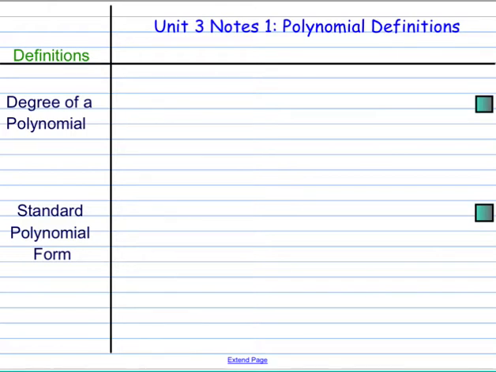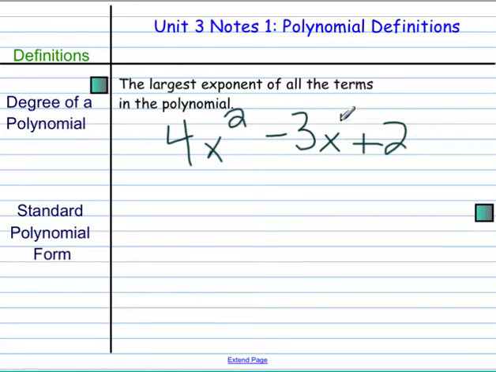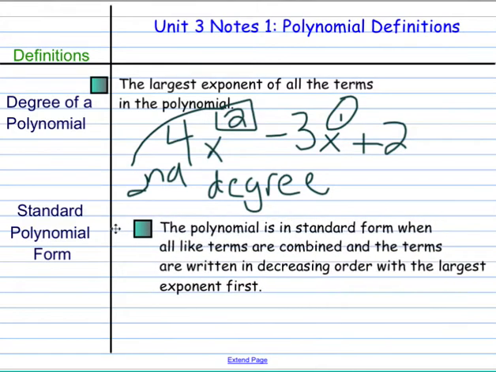Let's take a look at the degree of the polynomial. The degree of the polynomial is the largest exponent of all of the terms. Let's take a look at this polynomial: 4x squared minus 3x plus 2. Now this x actually has an exponent of 1 on it that you can't see. If there is no exponent, then the exponent is 1. But we want to look at our largest exponent, which is 2. Since it's 2, that makes this a second degree polynomial. Down the road we're going to learn that that's called a quadratic, but we'll talk about that more in Units 4 and 5.